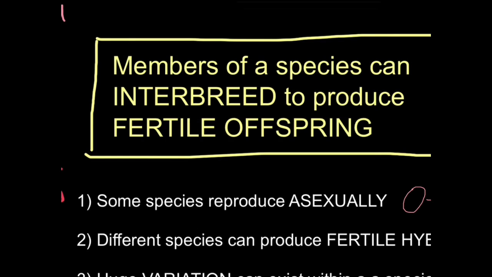The classic example of helping you understand this is take something like a horse and take something like a donkey. Now they can reproduce successfully, but what they produce is a mule, and mules are not fertile, they are sterile. They cannot reproduce themselves. So that's why horse and donkey are not members of the same species.